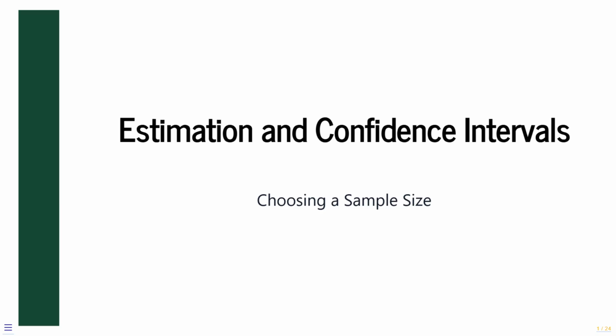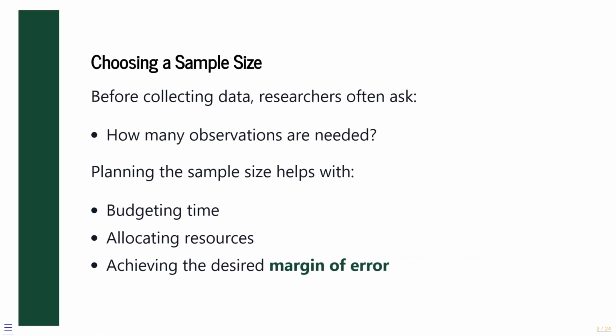Before collecting data, researchers often want to determine how large their sample needs to be. Choosing the correct sample size is important because it affects both the accuracy of the results and the resources required to collect the data. Planning sample size helps researchers budget time, money, and effort while ensuring that the study achieves the desired level of precision.